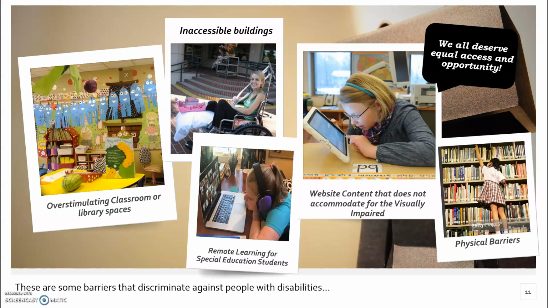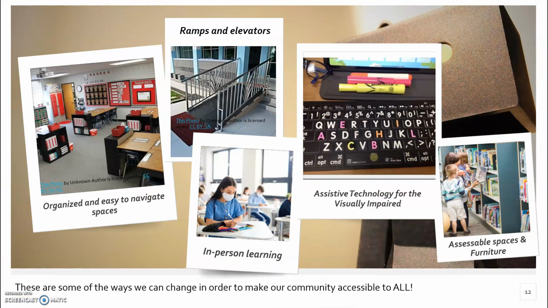These are some of the barriers that discriminate against people with disabilities. Overstimulated classrooms or library spaces, inaccessible buildings, remote learning for special education students, website content that does not accommodate for the visually impaired, or physical barriers like books that are too high for people with disabilities to reach. Now, these are some of the ways we can change in order to make our community accessible to all. We can create organized and easy to navigate spaces. We can build ramps and have elevators, in-person learning, assistive technology for the visually impaired, and accessible spaces and furniture.